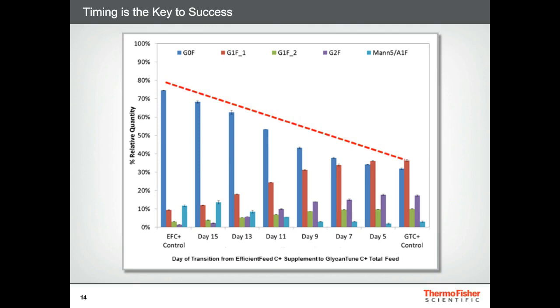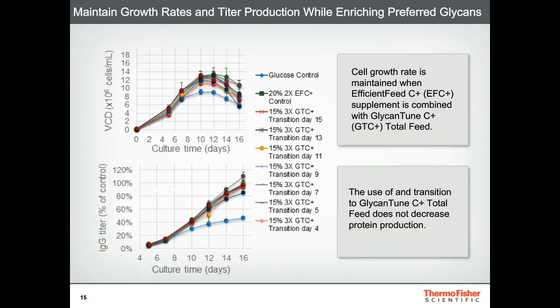As I said before, you can improve your glycosylation profile without any negative impacts to cell growth and titer. You are able to maintain titer production, indicated in the titer curves here, and maintain growth rates while simultaneously controlling your glycan profile. The use of GlycanTune plus our efficient feeds equal efficiency and consistency. When used in conjunction with efficient feeds, GlycanTune enables preferential shifting from G0F towards G1F and G2F.